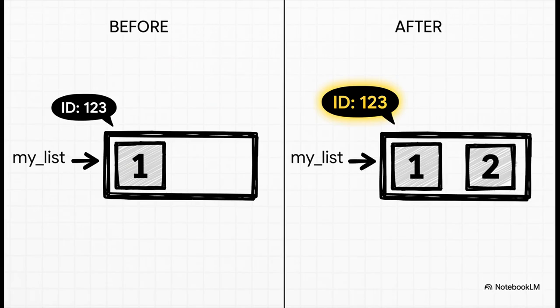And look at the ID. It is exactly the same. See? We didn't create a new list. We reached into the original object and changed it. We mutated it right in its place. That is the fundamental difference.